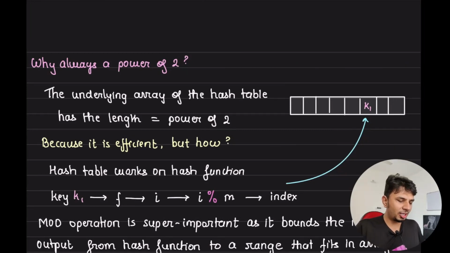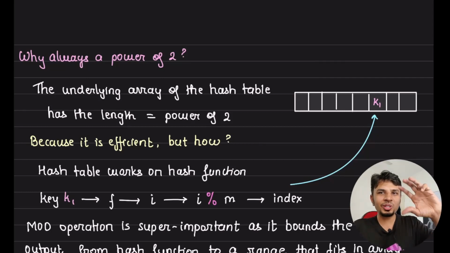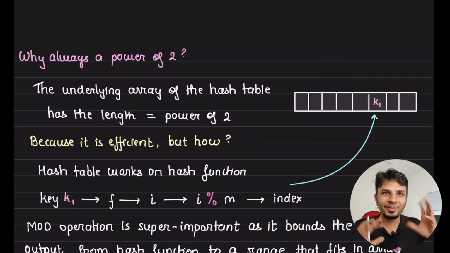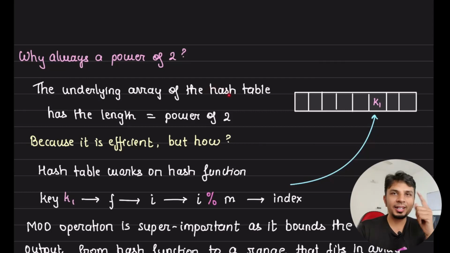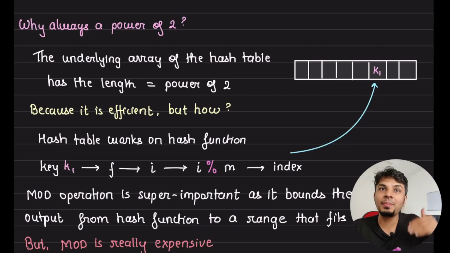Now let's take a look at another very interesting insight. Why is a hash table always allocated as a power of 2? This is again a really common thing to observe. My hash table is always 1, 2, 4, 8, 16, 32 and whatnot, right? Why always power of 2? This is where we go into the bitwise operator. The underlying array of a hash table has a length of power of 2. It's very efficient because the world is doing it, but how?